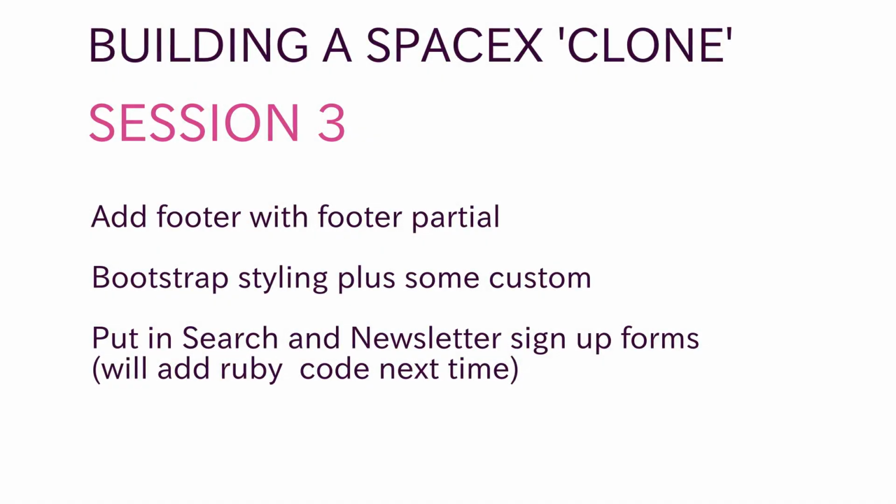Alright, welcome to Building a SpaceX Clone, session 3. In this session we will be putting in the footer partial and style it with both Bootstrap and some custom CSS. We will put in the search bar and the newsletter forms, but we will do the actual Ruby and Rails coding in the next episode. Alright, so let's get started again.